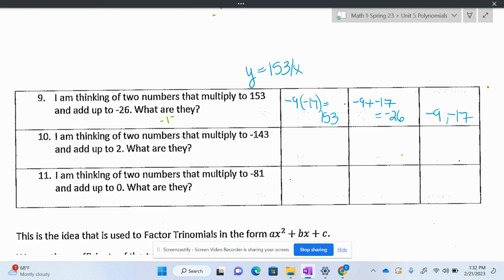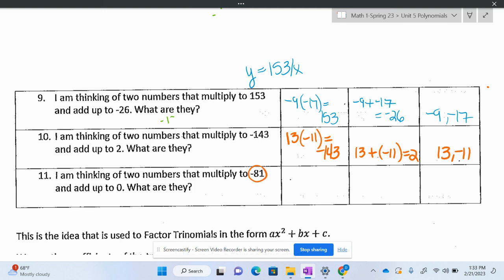So positive 11 and negative 13. That doesn't give me a positive 2, but what about 13 and negative 11? Does that add up to 2? So 13, negative 11. I want to tell you guys that I never use the negatives in my calculator, ever. So positive 13 times negative 11 equals negative 143. Positive 13 plus a negative 11 equals 2. So the numbers in question are 13 and negative 11.